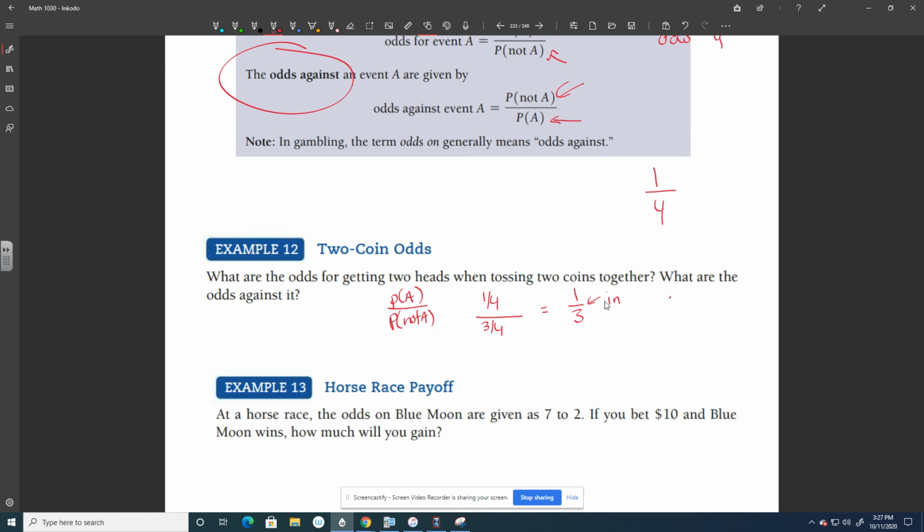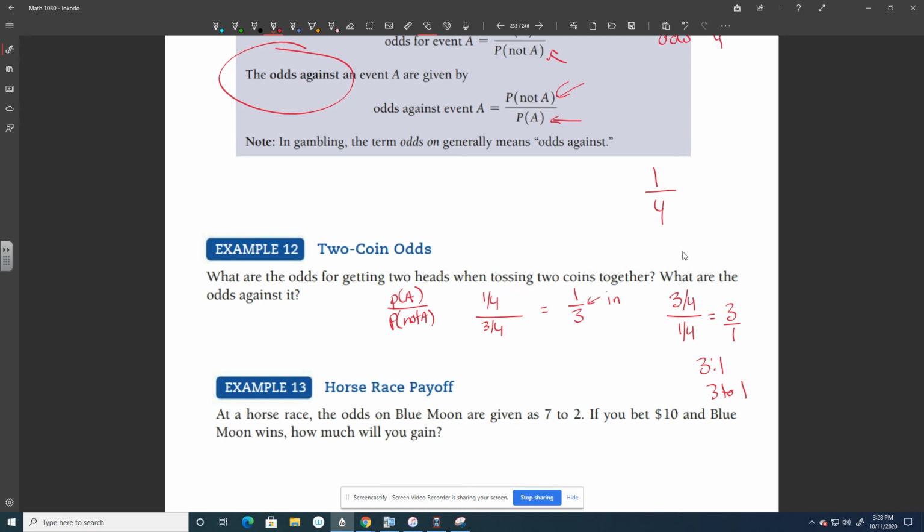So what are the odds against it? Well, the chance of not getting 2 heads is 3 out of 4. And then the probability of it happening is 1 out of 4. So the odds against this happening are 3 to 1. And a lot of times we write that like this, 3 to 1. So if it says odds, just know that the probability is different than the odds. They don't mean the same thing.